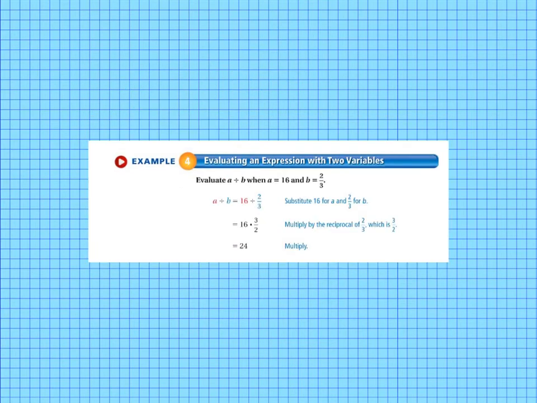Let's move on to example 4. We're evaluating an expression with 2 variables. So you really do have to pay attention here and substitute in the correct numbers for the correct variables.